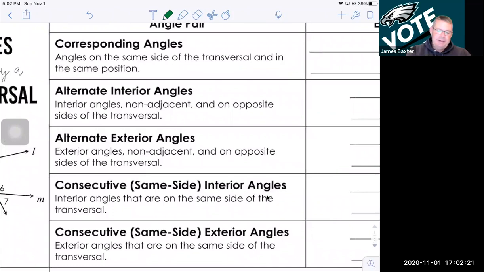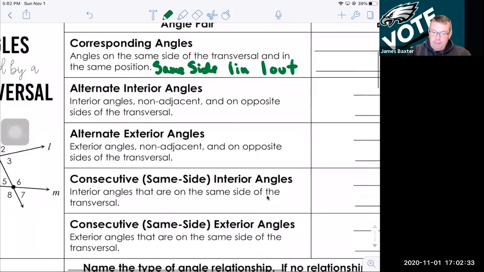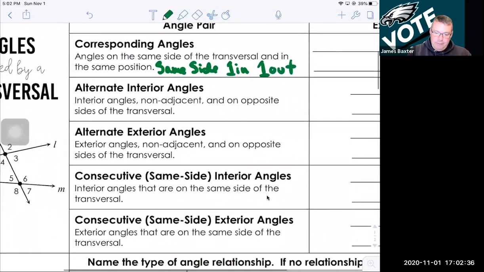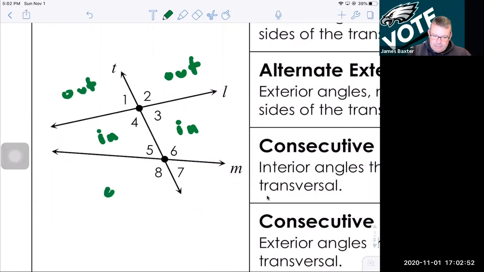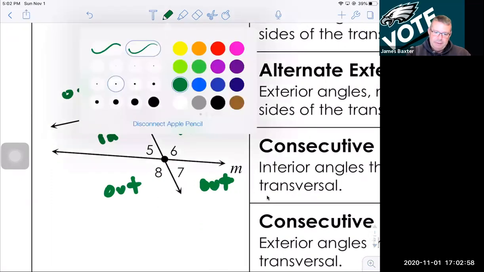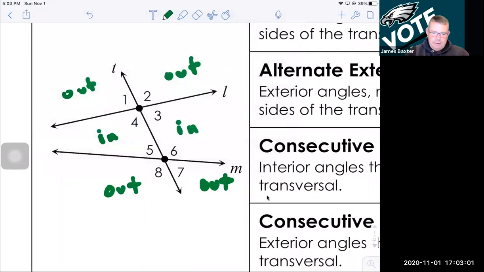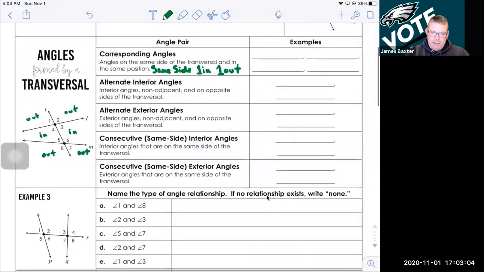Okay, see, I don't really like that, in the same position. So I always say, all right, these are the hardest ones. Same side, one in and one out. Okay, what do I mean by one in? What do I mean by in and out? So if you go back and look at your picture here are the lines that are intersected by this transversal. So this really is what I call the inside of those lines, and this is the outside of those lines. So that's what I refer to as in and out. So for our case, same side, one in, one out.